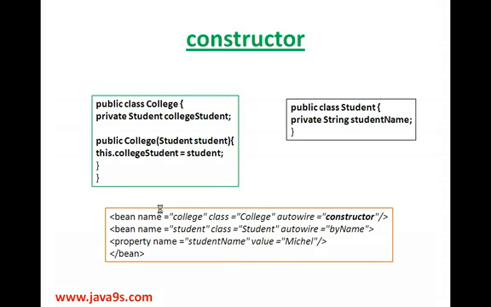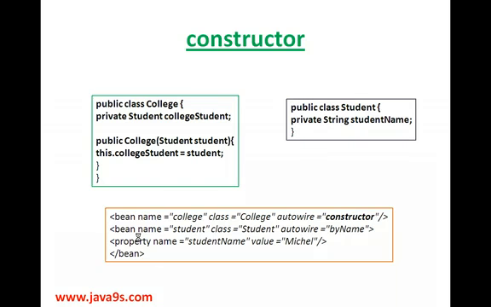And the last one is autowiring by constructor. This autowiring by constructor in turn depends on autowiring byType. So here you can see, for example, I have a class College, and I have a Student object referred to in it. I have a College constructor through which I am trying to get a Student object. So in the configuration, I have mentioned autowiring by constructor.